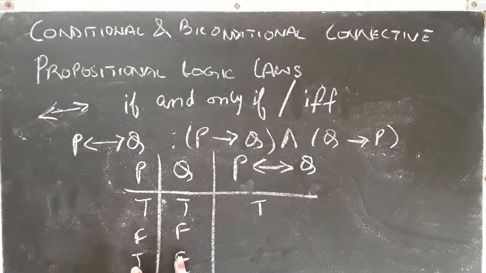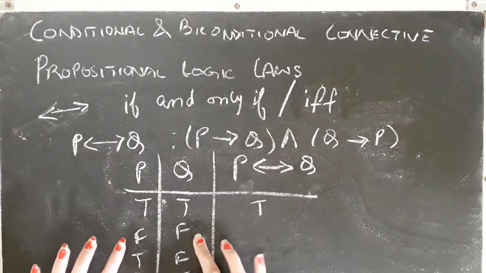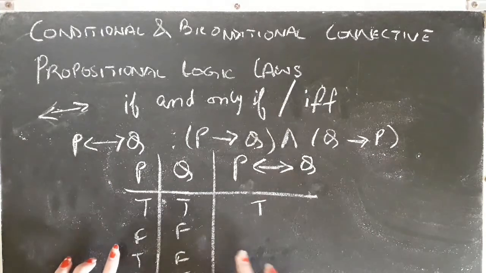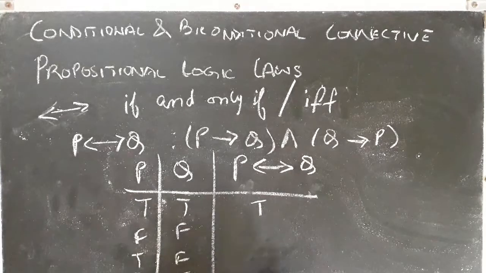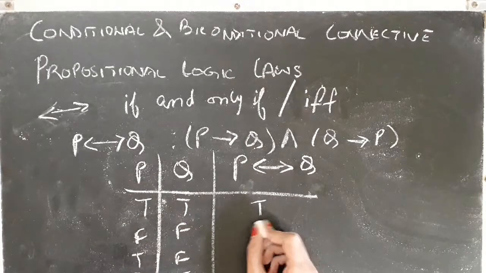Here, both of them do not occur together, which means that P does not occur if Q does not occur and Q does not occur if P does not occur, which indirectly means that P will occur if Q will occur and Q will occur if P will occur. Hence, this is also true.